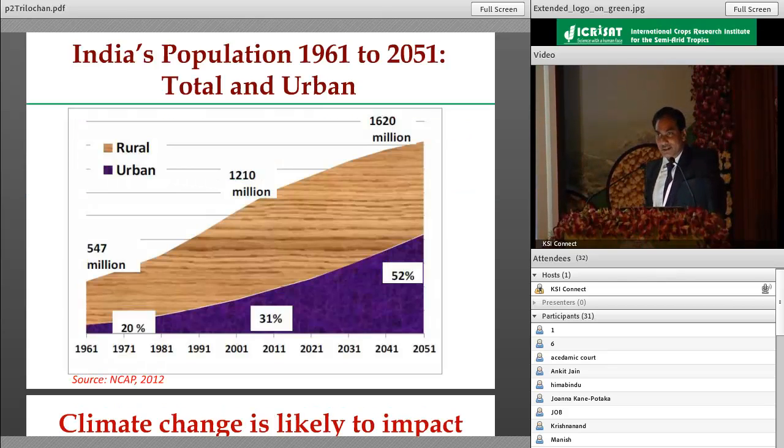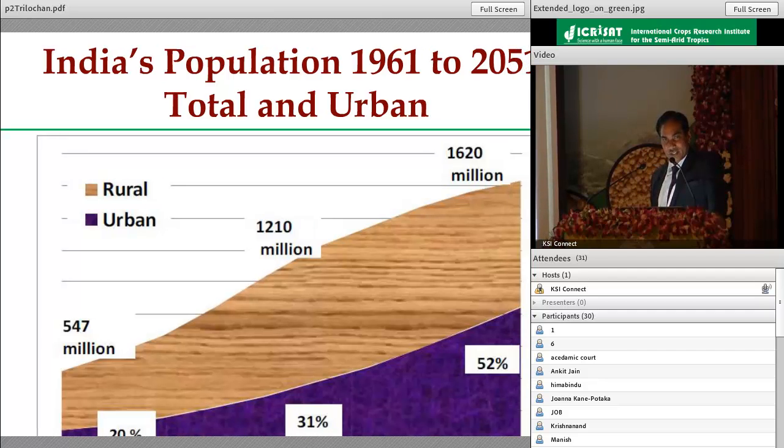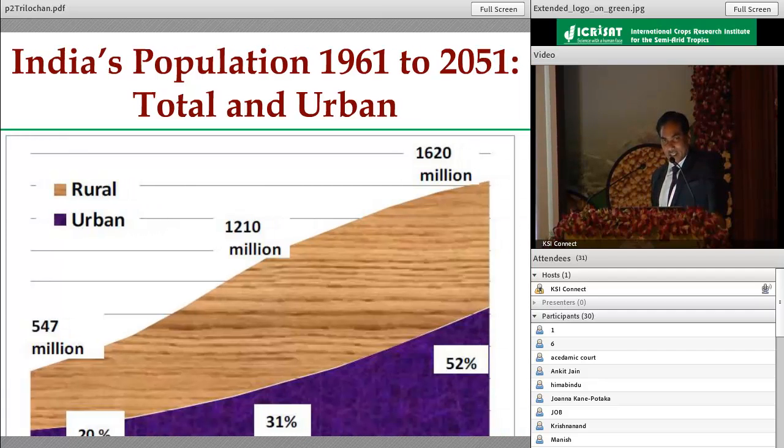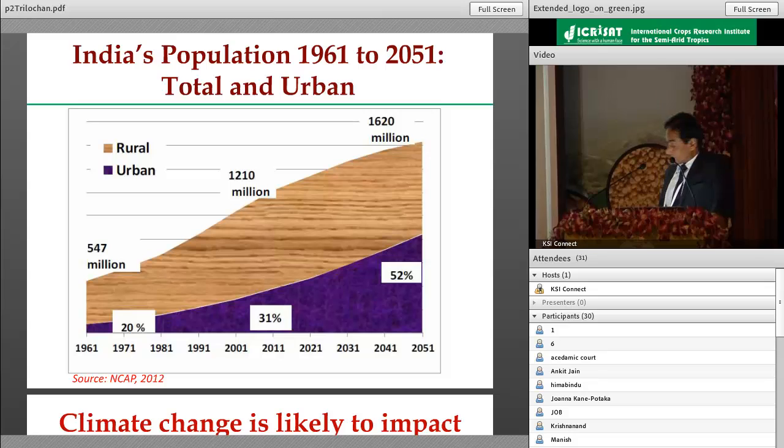India worries much more than anybody else because this is very frightening. It is predicted to become the most populous country in the world. By 2050, it would have about 1.6 billion population, more than that of China. So that demands that we address the issues far more urgently than anybody else in the world.